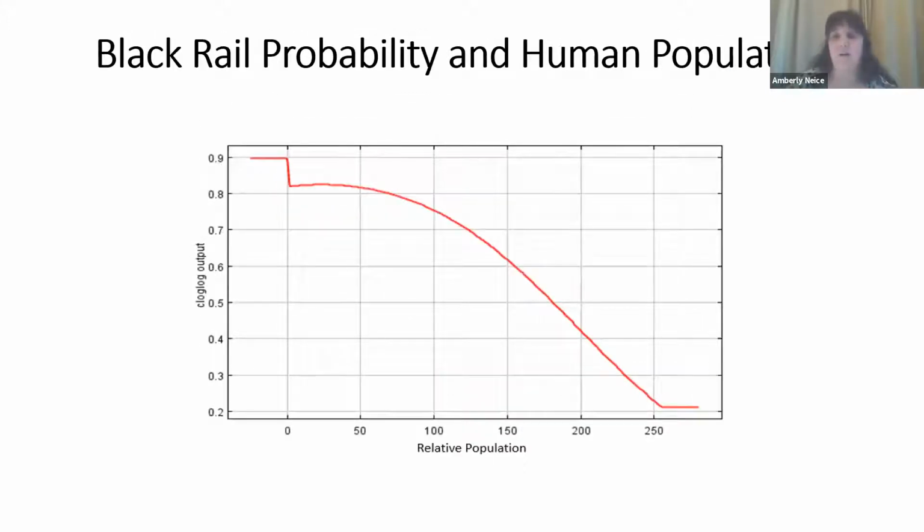The effect of anthropogenic disturbance and land conversion on sensitive species is of concern, so we included human population as a variable. There is a noticeable decrease in black rail probability as the relative human population increases.